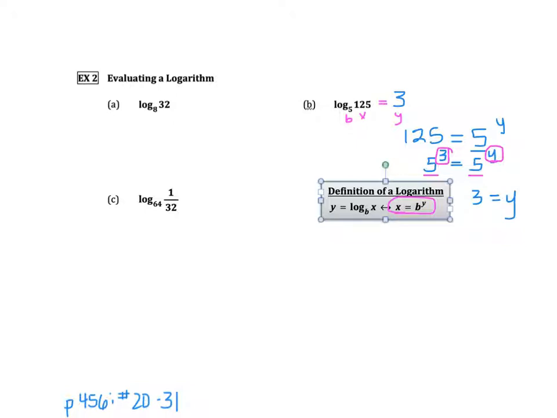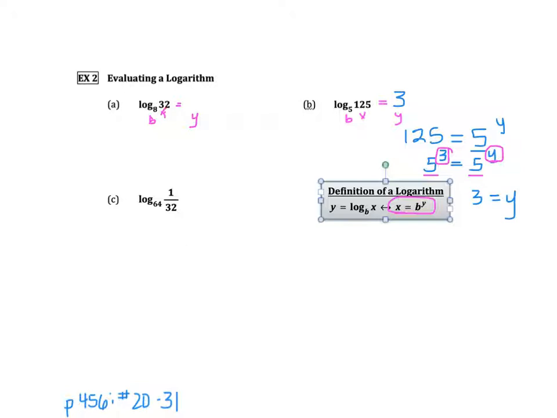Okay, let's try one that's maybe a little bit more difficult. We'll go to example A. So the first thing I want to do is label my parts. The 8 is the b. This is the x, and this is going to equal y. Sorry, hard to write really little. And we're going to rewrite this in the form x equals b to the y.